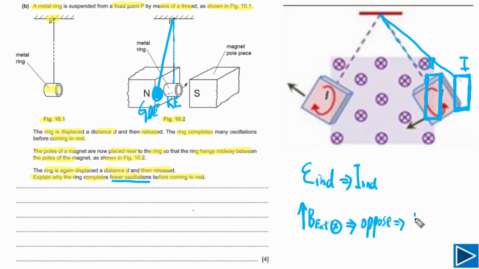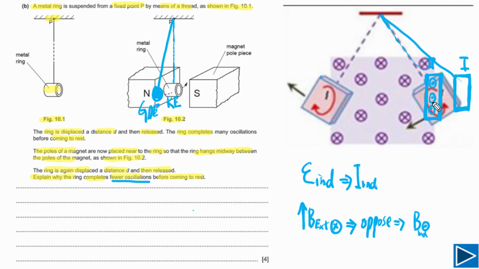Now how can it oppose the change in flux, means how can it reduce the magnetic flux or magnetic field inside itself? It has to create its own magnetic field, and that induced magnetic field has to be out of the page, means opposite. Current will flow in this loop in a way that its own magnetic field will be opposite to the external magnetic field, means out of the page. So we can draw these dots with circles here. Magnetic field is out of the page.